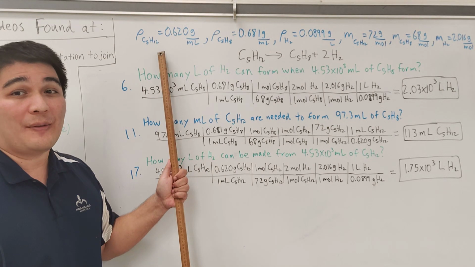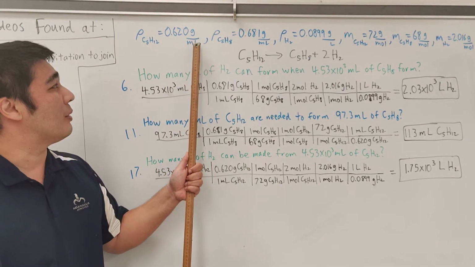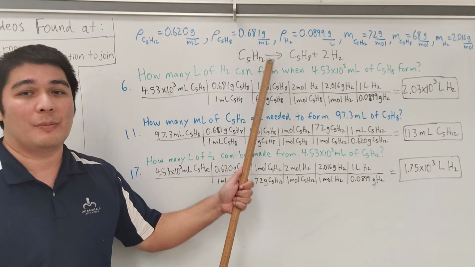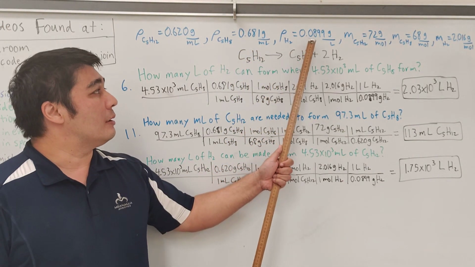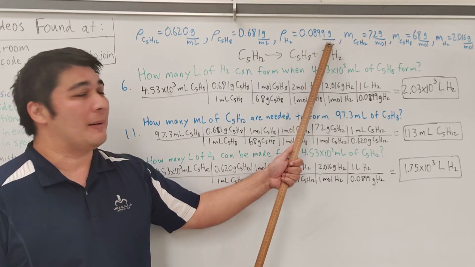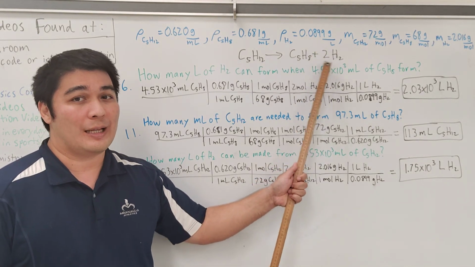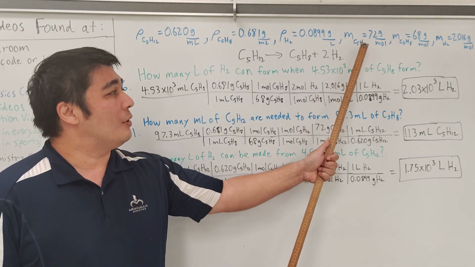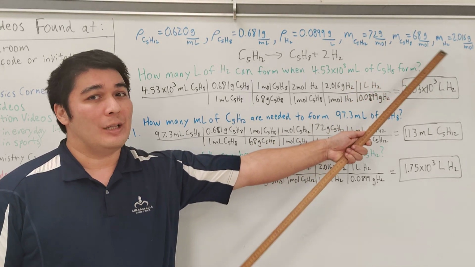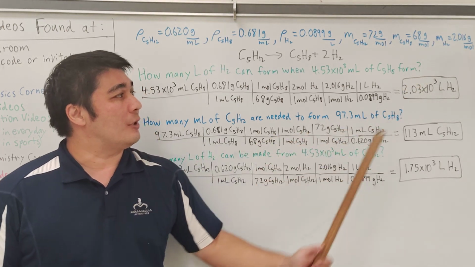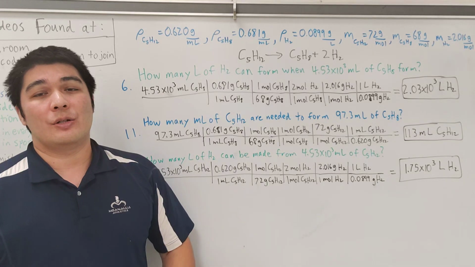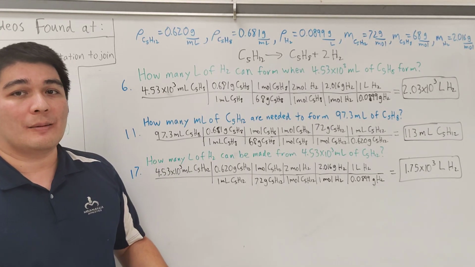We've got the density of C5H12, which is 0.620 grams per milliliter. The density of C5H8 is 0.681 grams per milliliter. The density of H2 hydrogen gas is 0.0899 grams per liter. This is important; we're going to cover that in one of these examples. The molar mass of C5H12 is 72 grams per mole, C5H8 is 68 grams per mole, and hydrogen gas is 2.016 grams per mole.